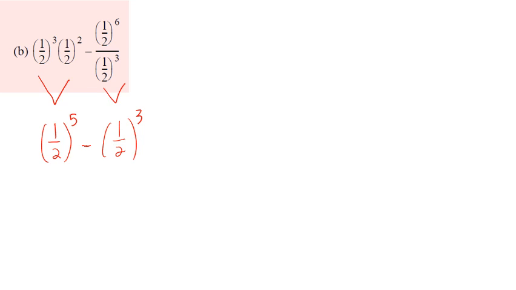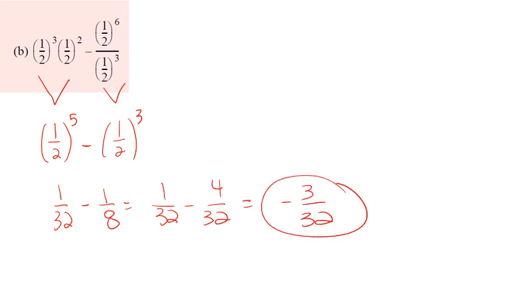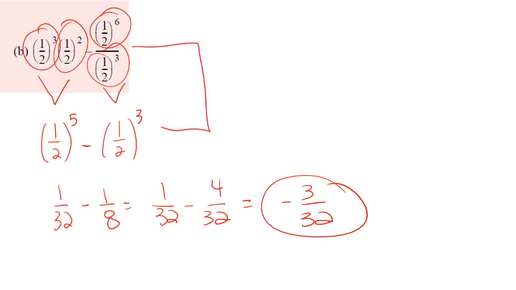So 1/2 to the 5th is 1/32. 1/2 to the 3rd is 1/8. Common denominator is 32. And that one becomes a 4, so -3/32. I definitely do not encourage you to figure out what these are separately. Change them all to this to make your lives easier.